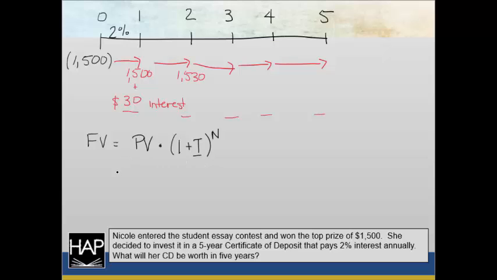I can enter the information that I have into this formula. I know that my present value is $1,500. I also know that my interest rate is 2%, so it would be 1 plus 0.02. And that would all be to the power of 5, since this investment is going to be accruing interest and compounding for 5 years. If I plug all of those values into the formula, my future value is $1,656.12.